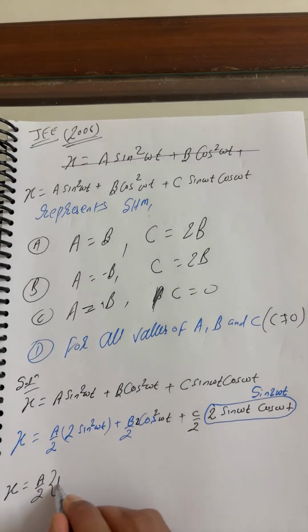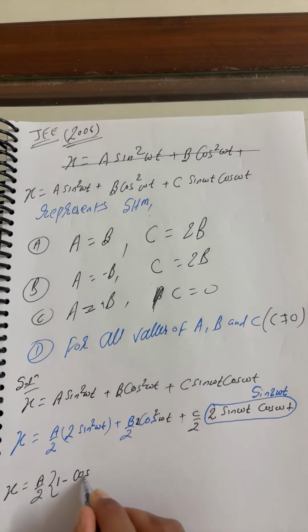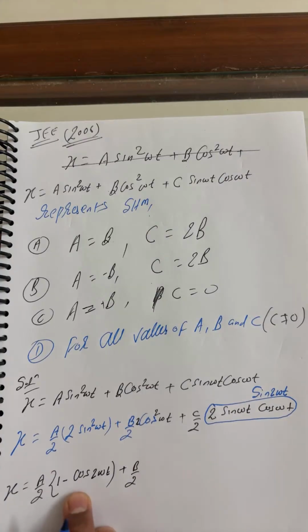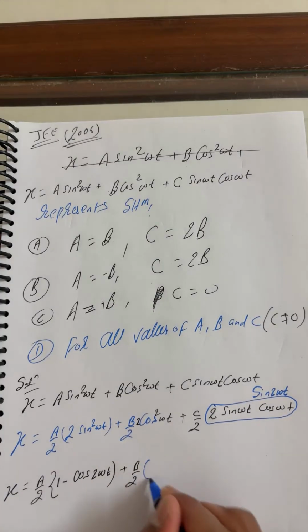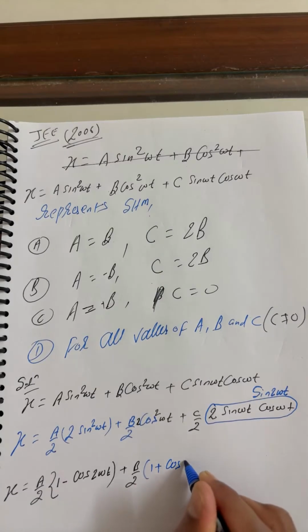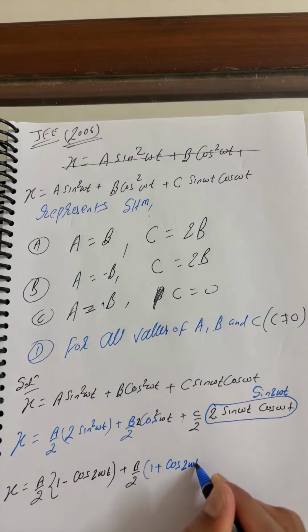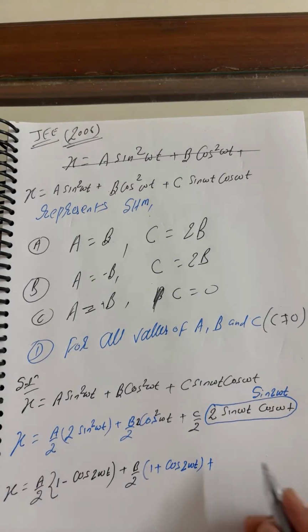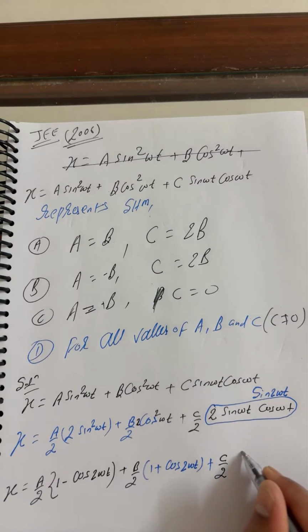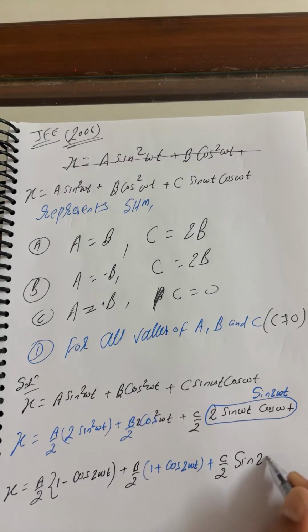So A by 2 into (1 minus cos 2 omega t) plus B by 2 into (1 plus cos 2 omega t), since sine gives the minus sign and cos gives the positive, plus C by 2 into sine 2 omega t.